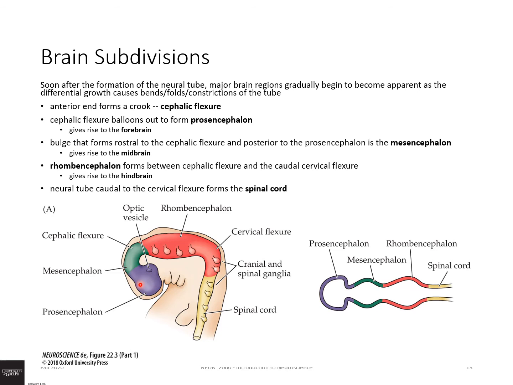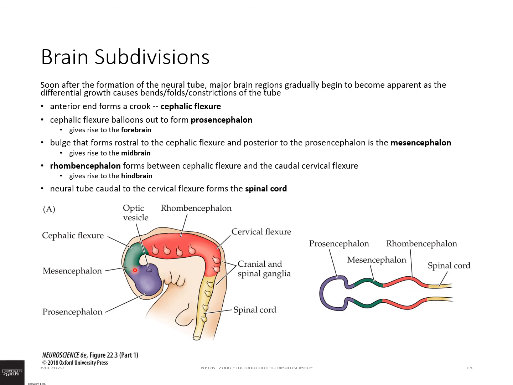So think frontal cortex. The bulge that forms rostral to the cephalic flexure, so here, and posterior to the prosencephalon is the mesencephalon. So this is a cross section of this diagram here. So the mesencephalon forms here. So it's rostral to the cephalic flexure and posterior to the prosencephalon. So it's this region right there.